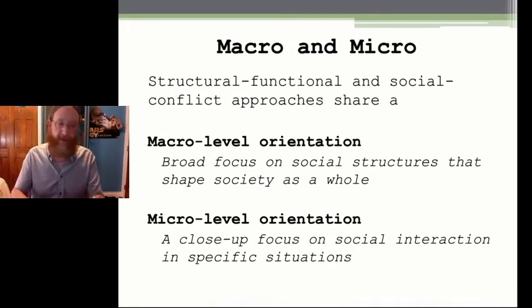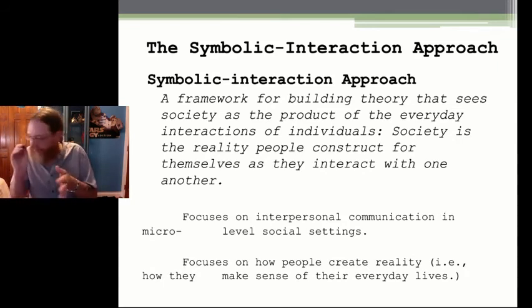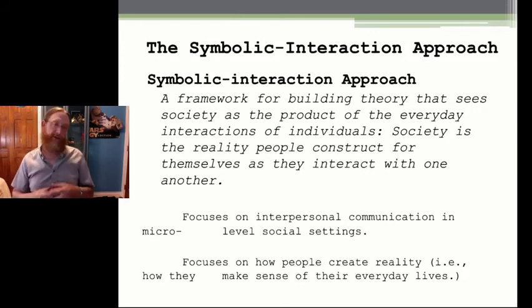So macro and micro, I looked at this before. I'm going to skip over it. And now we're going to get to the third approach, the last one, symbolic interaction. And whereas the other two, conflict and functionalist, were macro ideas, these big ideas, symbolic interactionism is a framework that looks at the interaction of individuals, small groups, your family, your close-knit friend group, primary group, and it looks at that interpersonal communication, micro-level settings, right?